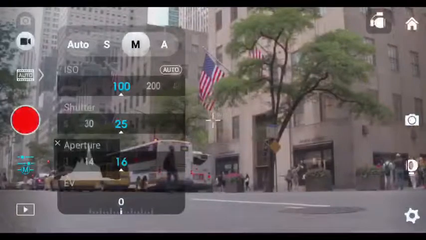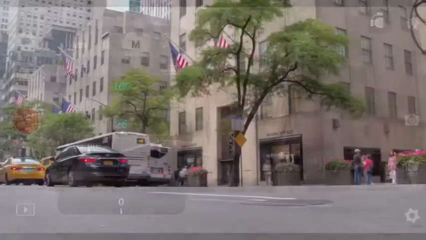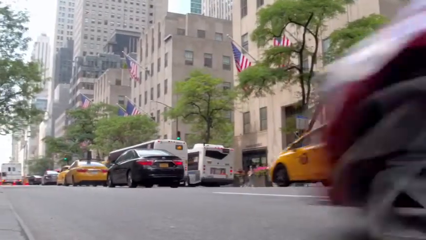Another example is in the streets of New York. This is on the Osmo, I believe, and this is just a screen capture of my settings, but you can see that I'm filming at the lowest possible shutter speed of 25. That means I was shooting at 24 frames per second, and the slowest I can put my shutter is 25. So what do we expect at a 25 shutter speed? We're going to expect some motion blur.